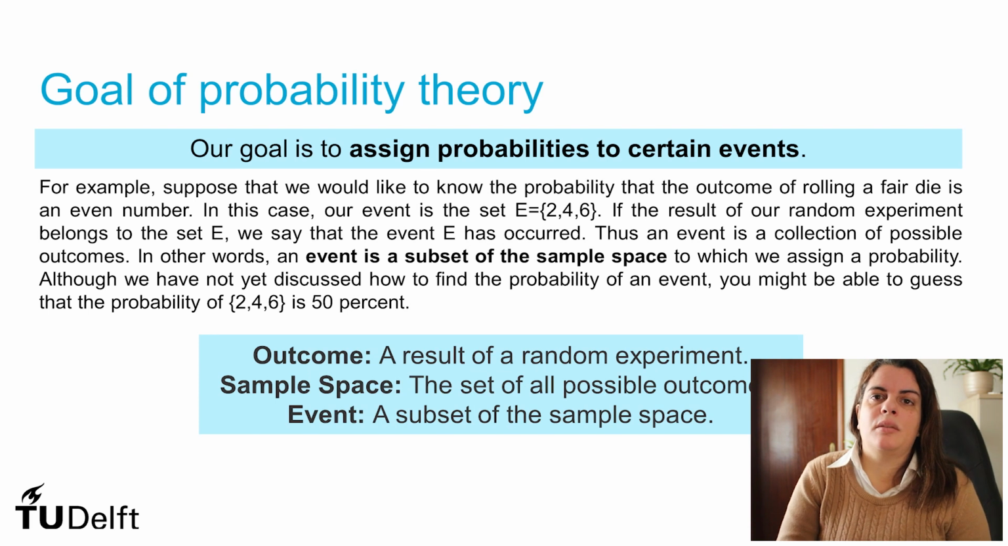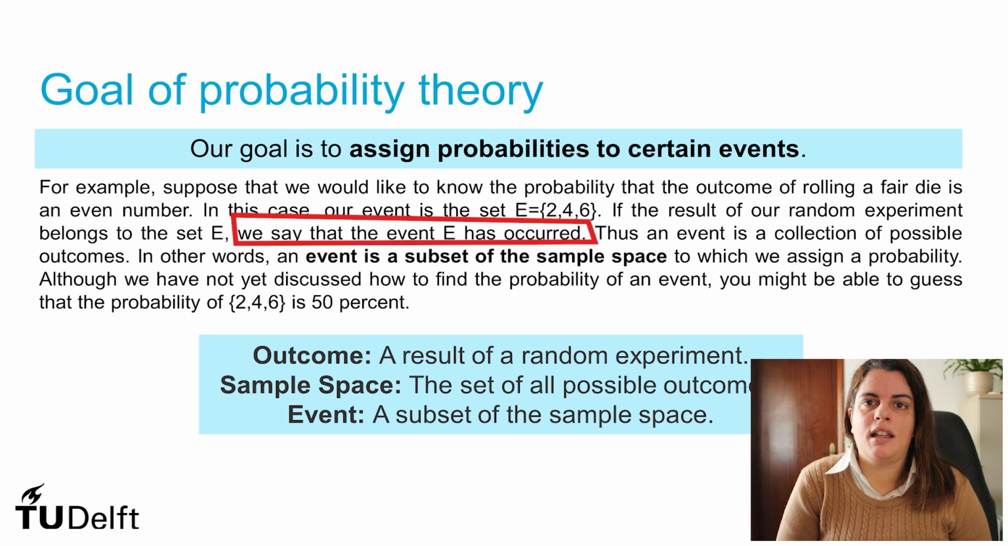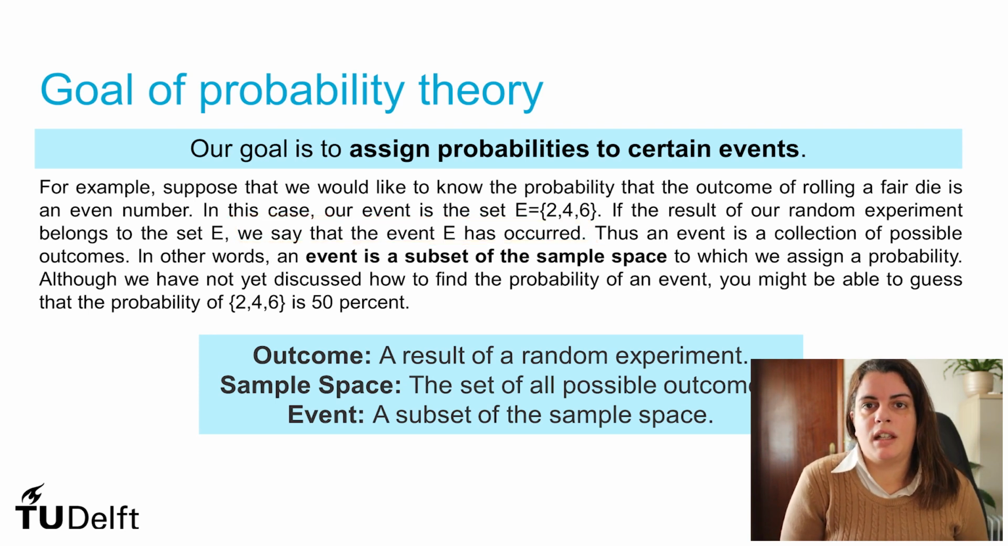If the result of our random experiment belongs to set A, we say that event A has occurred. So an event, in other words, is just a collection of possible items, a subset of the sample space, as we have said. As you may guess, the probability of event A, in this case, is 50%. But how do we calculate it? Well, that's the goal of probability theory. Probability theory tries to find tools and instruments that enable us to calculate probabilities of events of interest.